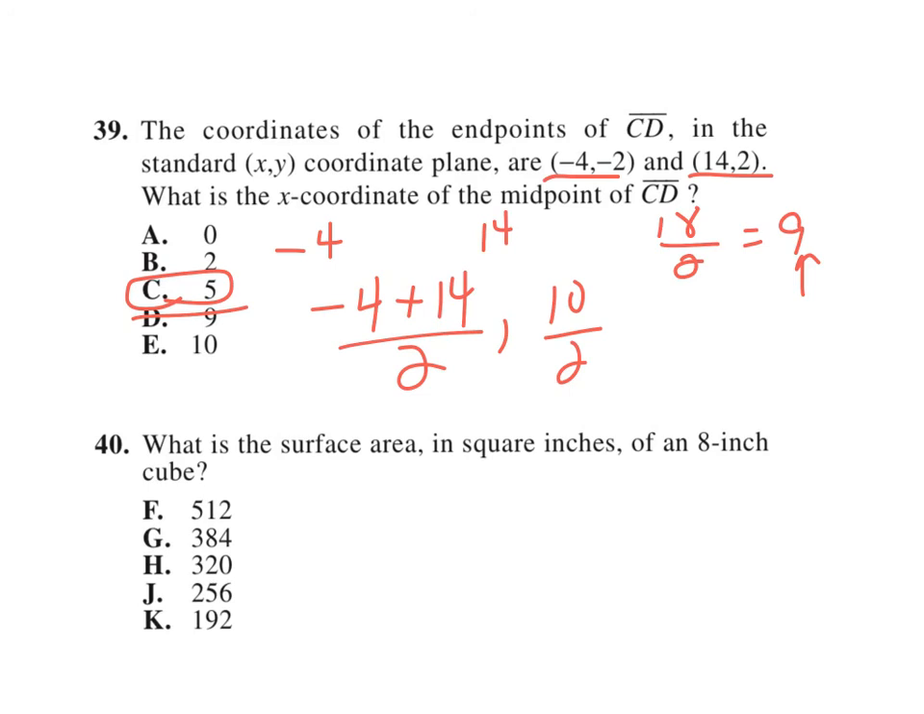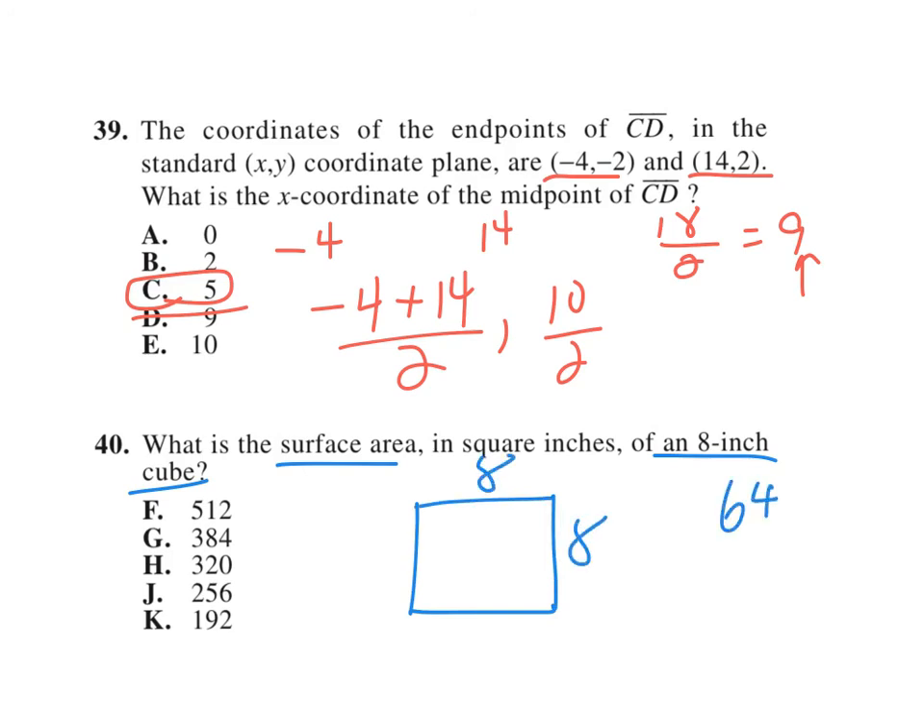What is the surface area in square inches of an 8-inch cube? Well, you know a cube has 6 equal sides, and I have an 8 by 8, which is 64 inches squared, but that is not my answer. I have 6 sides to that cube, so 64 times 6 gets you 384, G.